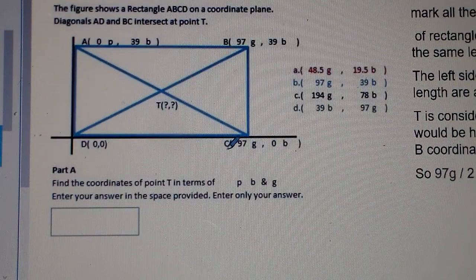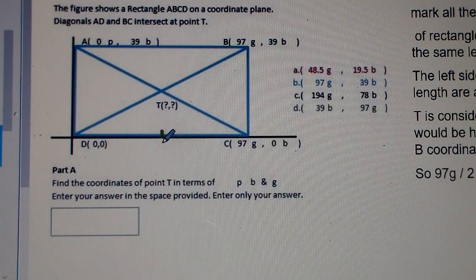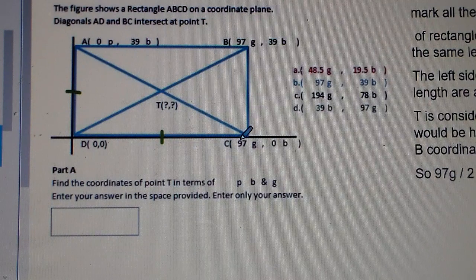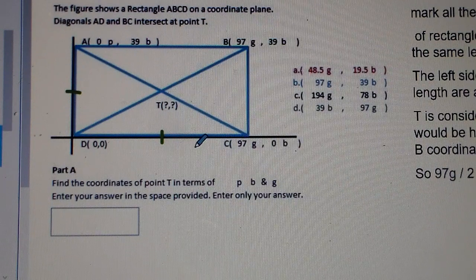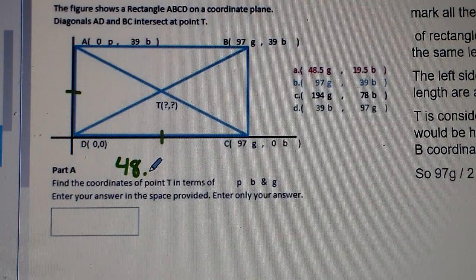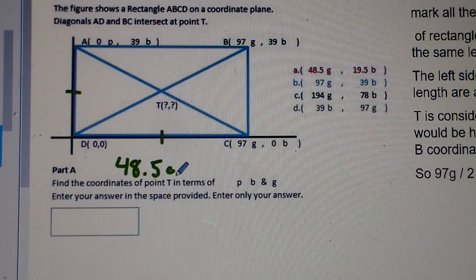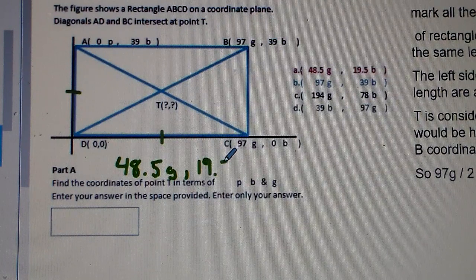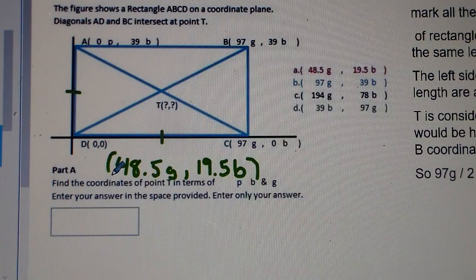Alright, same story. We know we gotta go half the distance because T is right in the middle, and half the distance up. So half the distance to the right, well, half of 97G is 48.5G, and half the distance going up of 39B is 19.5B. And that's my coordinate for T.